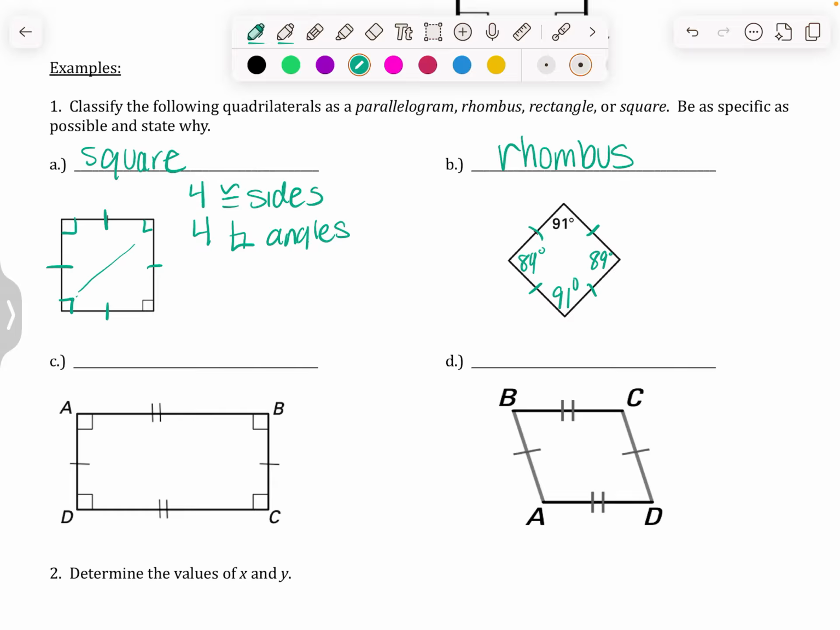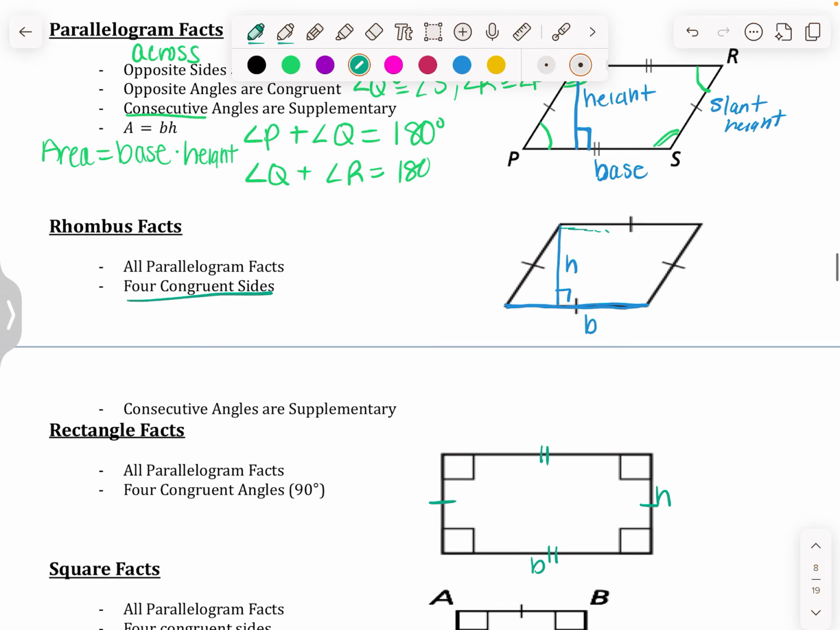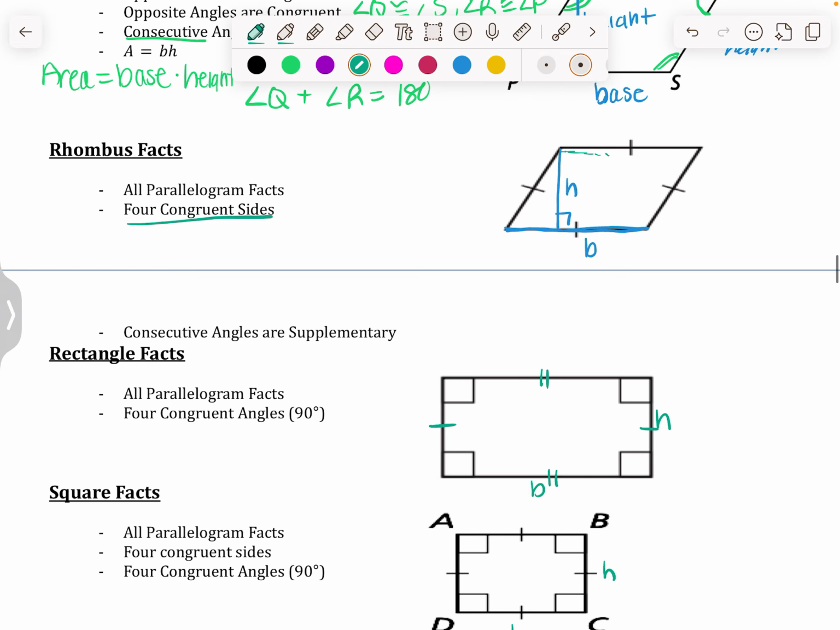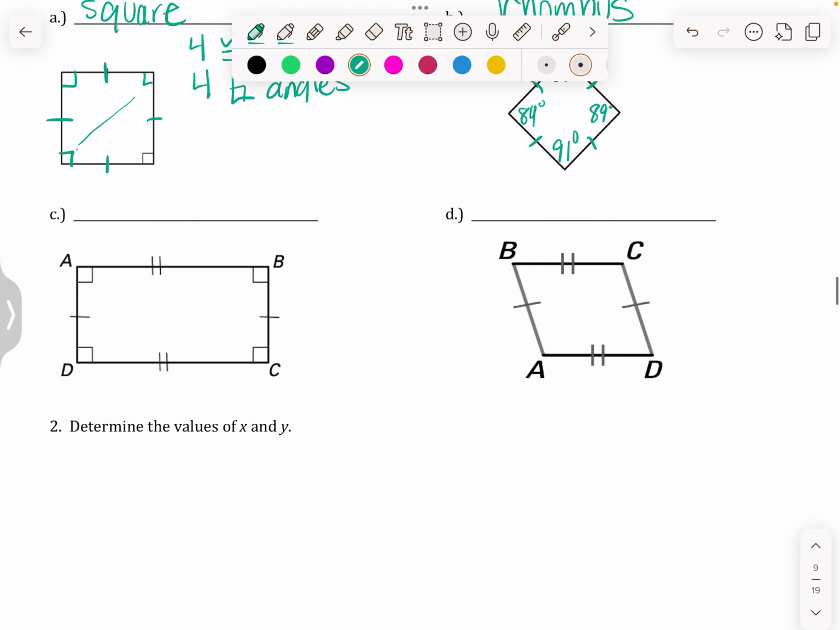So opposite angles are congruent and four sides are the same. It's kind of that diamond shape, but it doesn't have the 90-degree angles, so it would be a rhombus. So in a rhombus, we are looking for four congruent sides, and consecutive angles are supplementary.